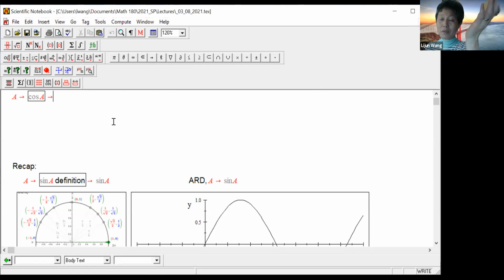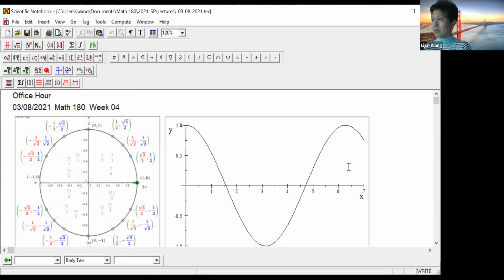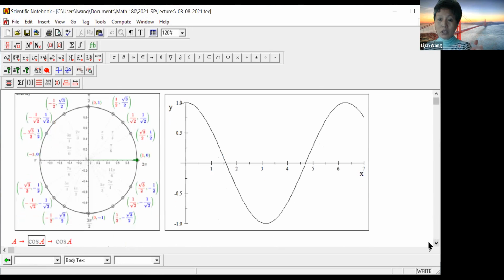It's not one-to-one. So cosine as a function is not one-to-one, because it's not going to pass the horizontal line test. For the same reason, it's not one-to-one. If it's not one-to-one, it certainly doesn't have an inverse.